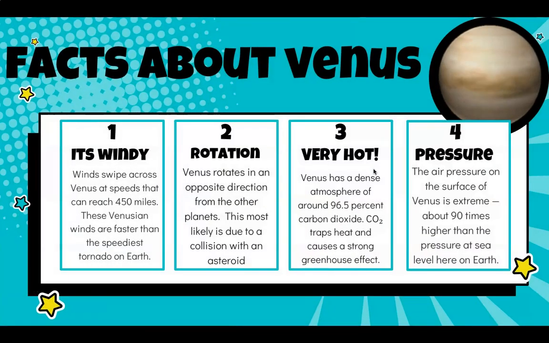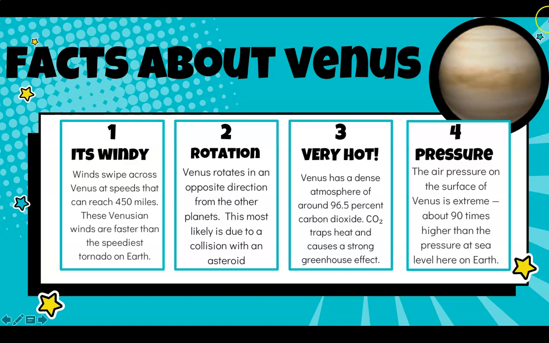Some cool facts about Venus. Venus is pretty windy. The speeds of the wind on Venus can reach about 450 miles per hour. Those are faster than any tornado that's ever been measured here on Earth. So its winds are faster than any tornado.